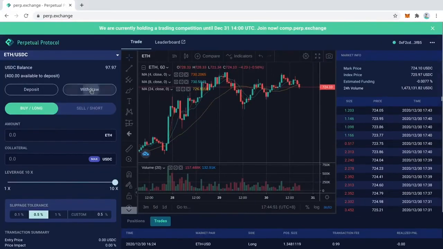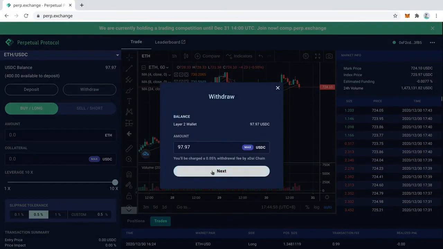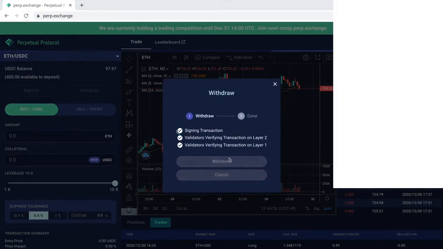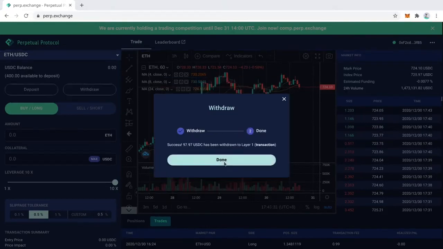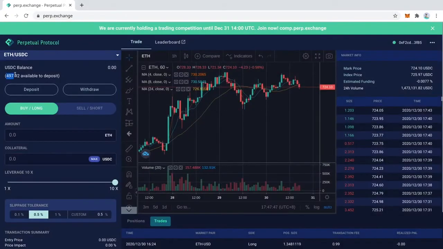Finally, if you'd like to move your funds back to the Ethereum network, you can use the withdraw function. In this case, there are no gas fees. However, xDai does charge an exit fee for using the bridge, which is 0.05%. So go ahead and sign that. You won't be charged any gas fees. It could take a minute or two depending on the network congestion on Ethereum. And you're done. So you'll notice now that the balance has gone back to zero and the funds have returned to your wallet. Thanks for watching.